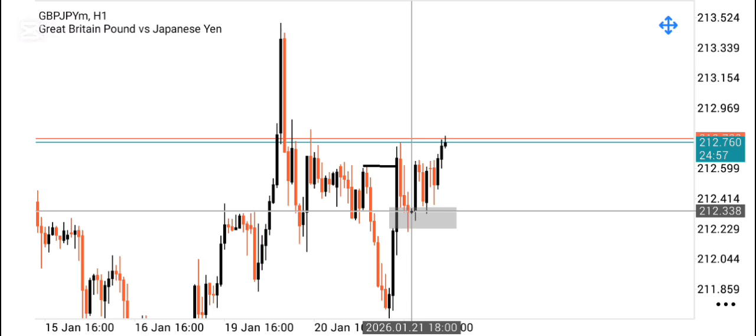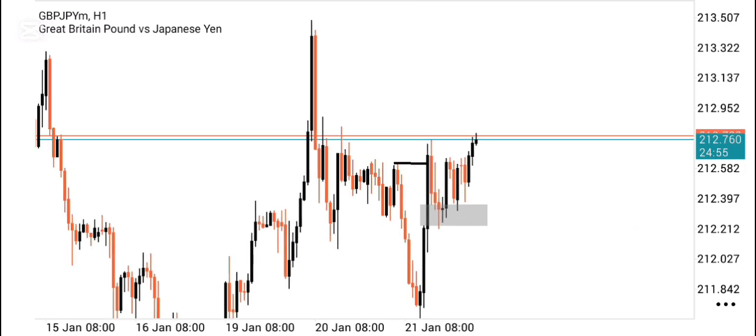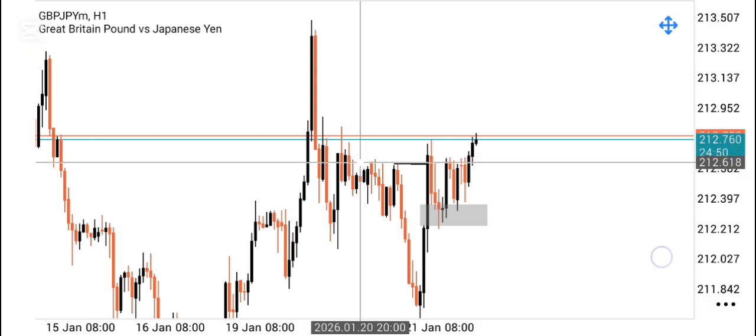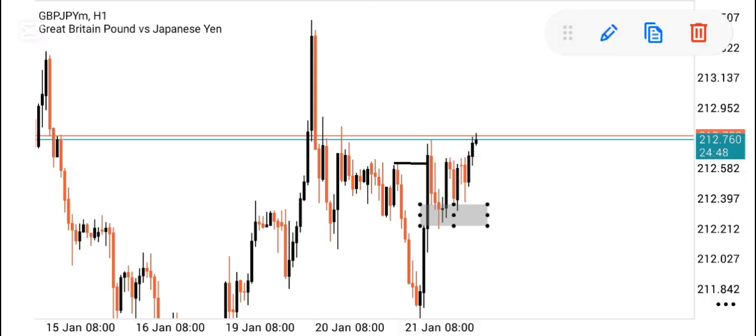As you can see, the market respected this fair value gap, and it's not just an ordinary fair value gap. As you can see, this was also the last demand that caused the break of structure from here to here.